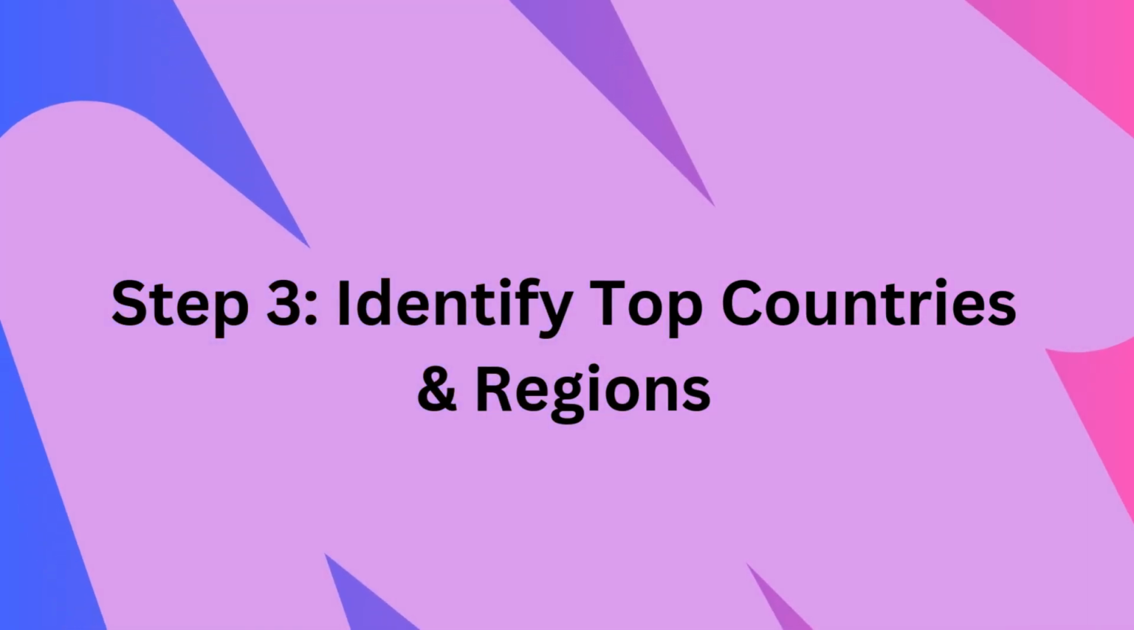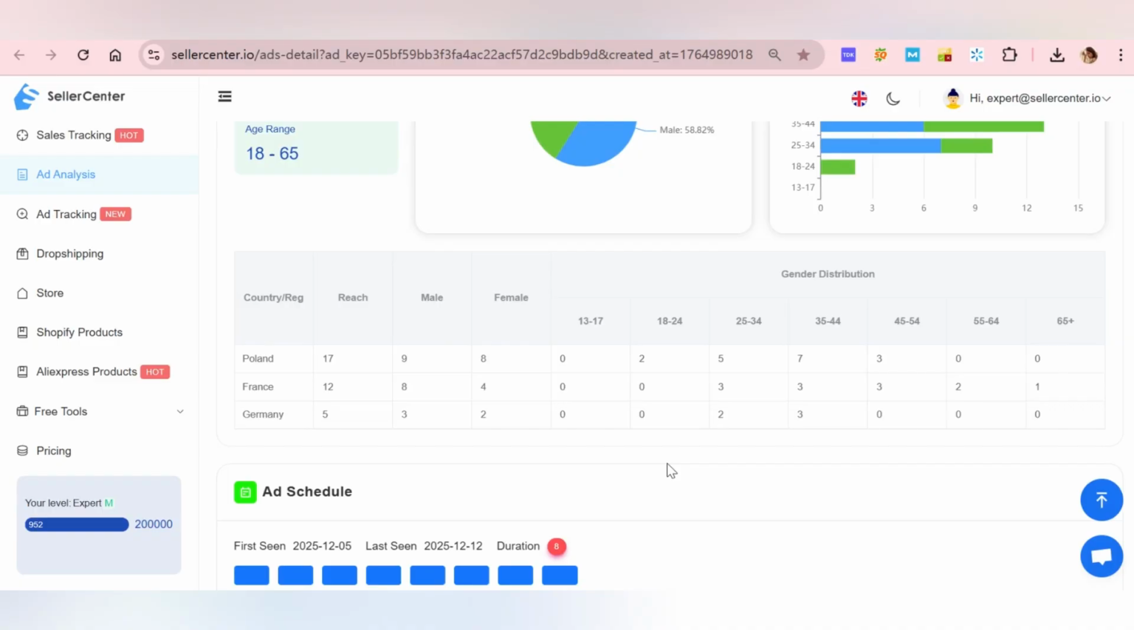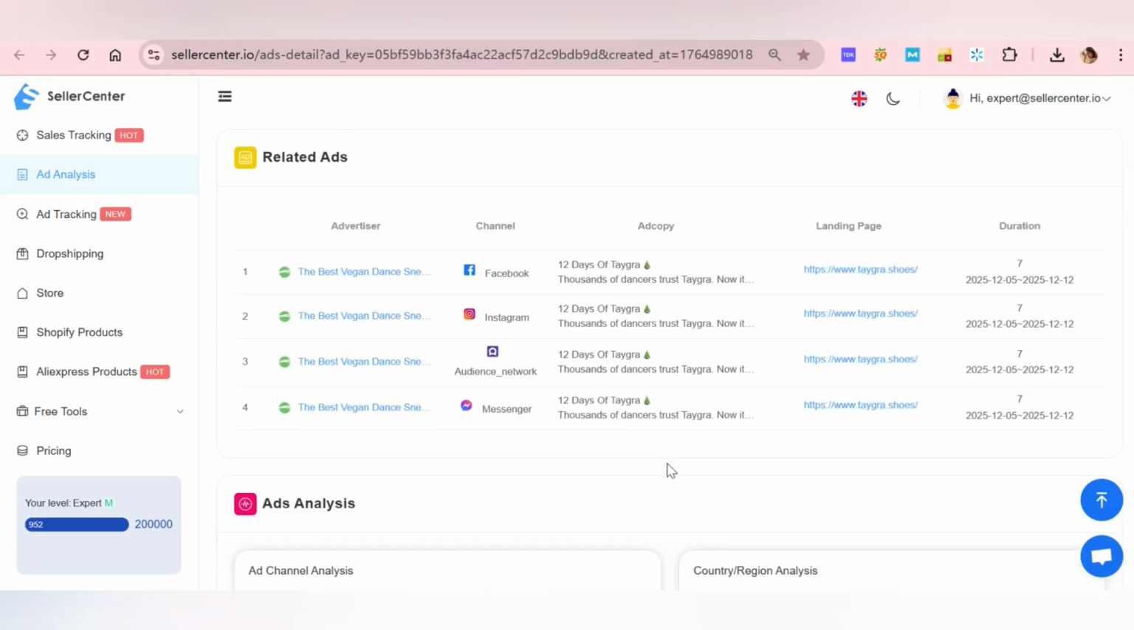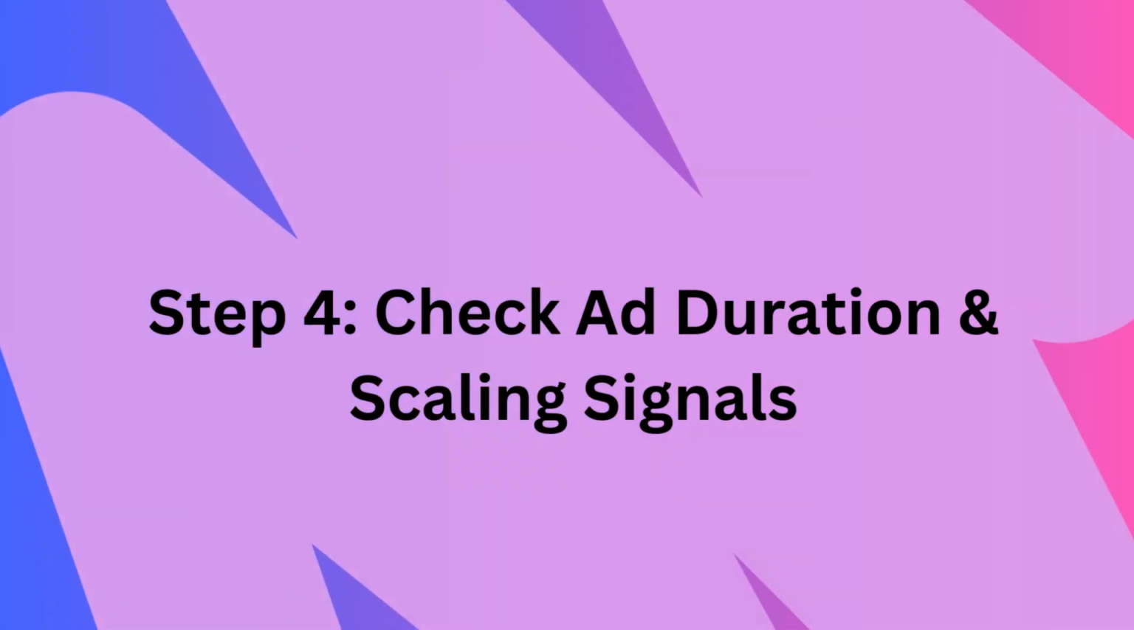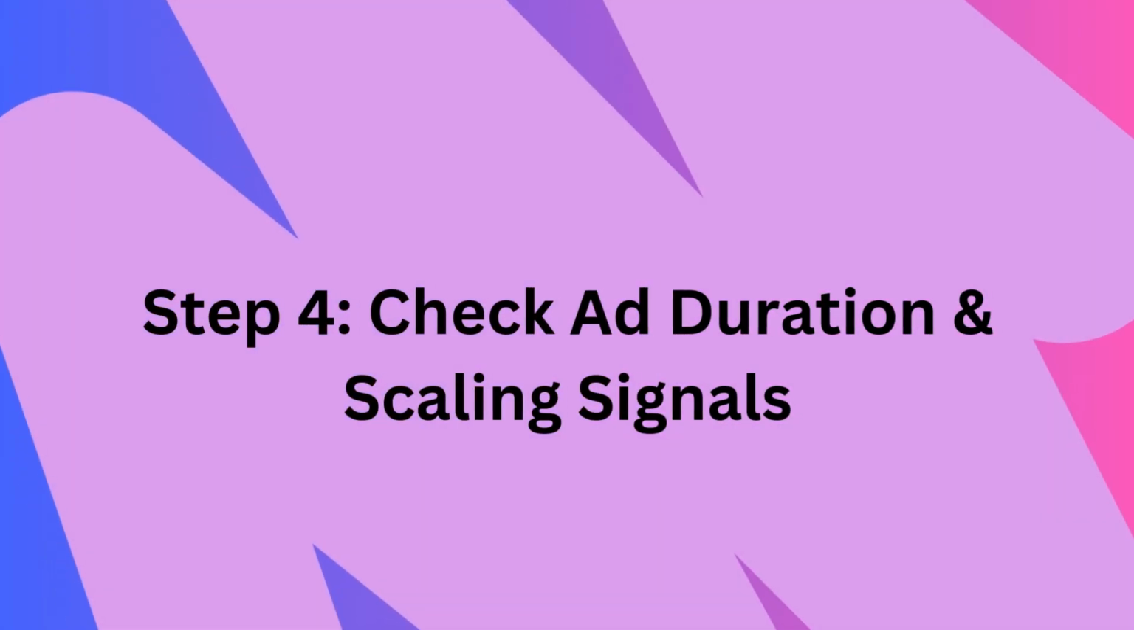Step 3. Identify top countries and regions. Next, look at country-region analysis. SellerCenter clearly shows where the ad is getting reach from. United States, Canada, Germany, France. This is extremely useful if you're planning to scale internationally, launch localized ad campaigns, or validate new markets before testing.